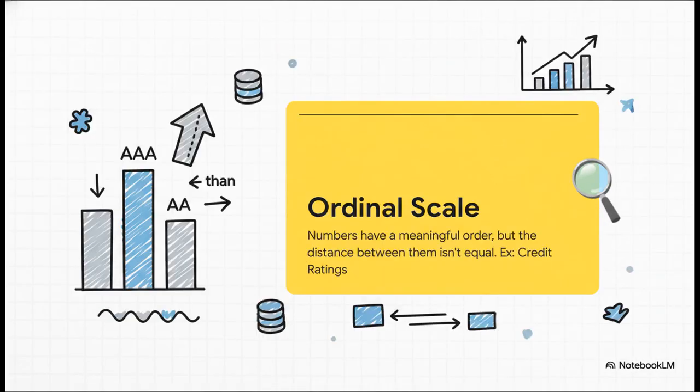All right, taking a step up, we get to the ordinal scale. Now, the order actually matters. The perfect example, credit ratings. We all know that a AAA rating is better than AA, and AA is better than A. There's a clear ranking. But, and here's the catch, is the difference in risk between A and AA the same as the difference between AA and AAA? Not necessarily. We know the order, but the gaps between the ranks aren't equal.